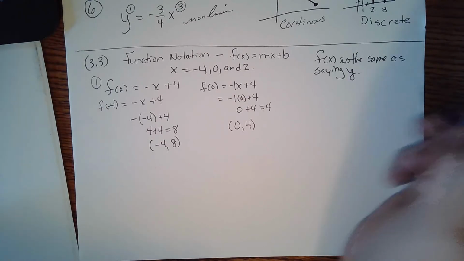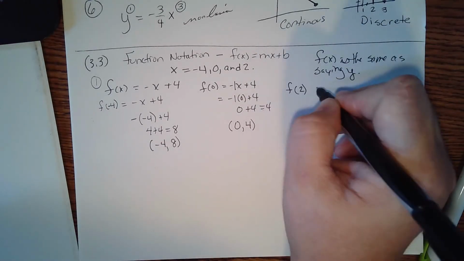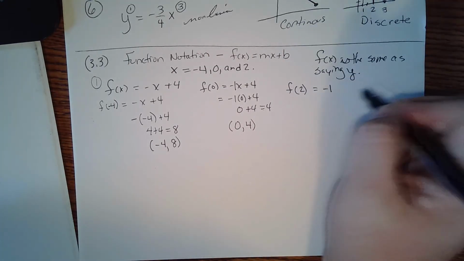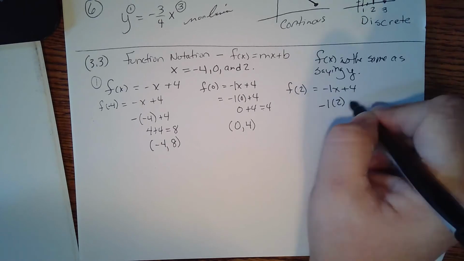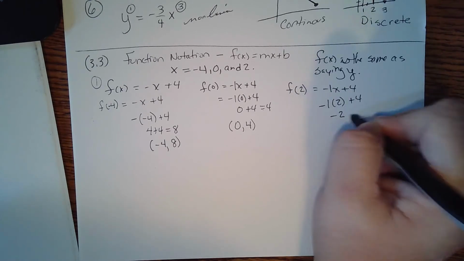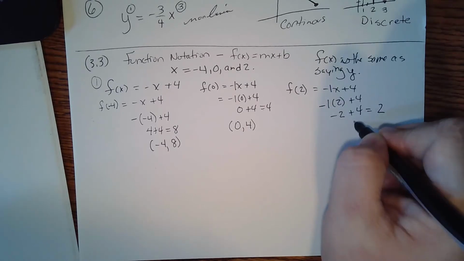The last one, f of 2. So put that negative 1 there. So basically it's saying negative 1 times 2 plus 4 is the same as saying negative 2 plus 4, which is going to give me positive 2. So if I give you a 2, you will get a 2.